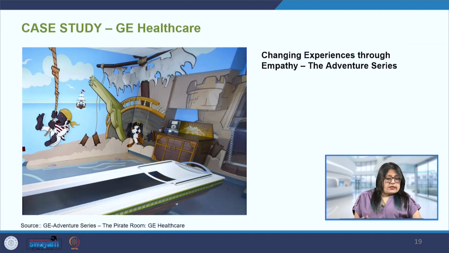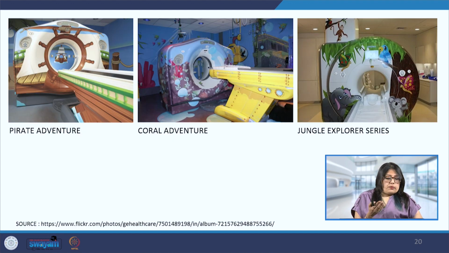Similarly, this is another one of the series, the Pirate Adventure. It is a visual transformation of the equipment into a pirate dock. There is a shipwreck and some sand castles in the corner, and children walk on the plank to be scanned. So this whole playing and getting their scan done gets things done very quickly. So this is the pirate adventure.